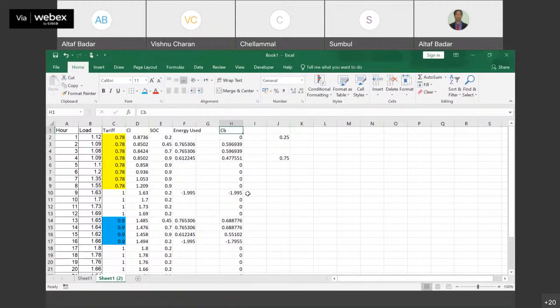Can you please repeat the CB column, sir? In CB, what I have done is, this is the energy used. I have multiplied it with the tariff. So this is the value that I get. F3 into C3. F3 is the energy used by the battery. This is the tariff. Is it okay?